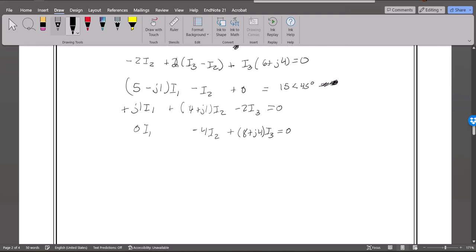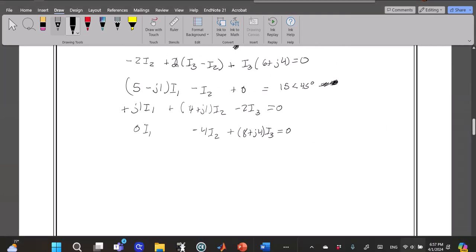Okay, so you might be wondering, well, how am I going to solve this? And so one of the reasons I wanted to do this is I wanted to show y'all how to solve this in MATLAB.